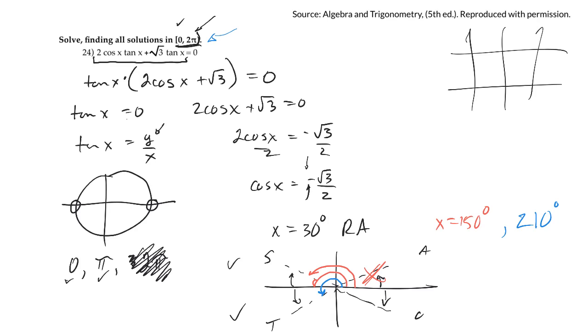Oh, they want it in radians, so I can convert those to radians. This one would be 7 pi over 6, and this one would be 5 pi over 6.